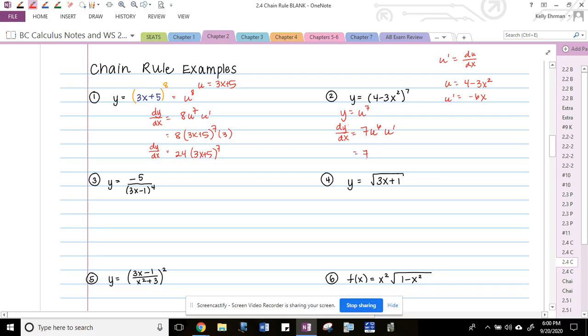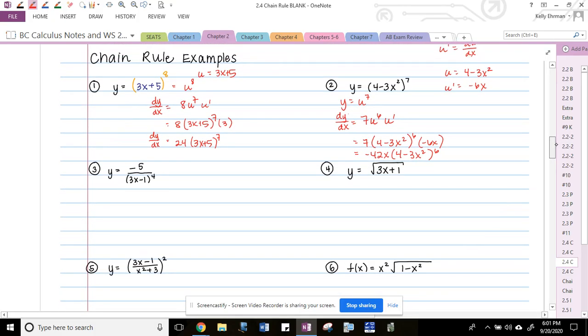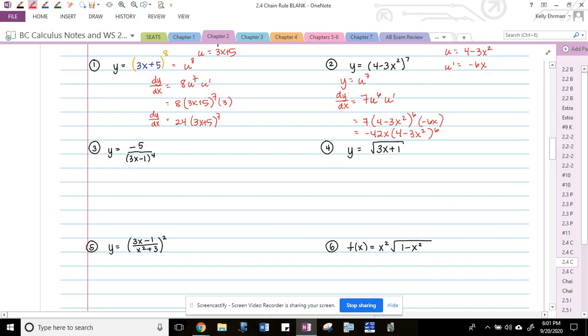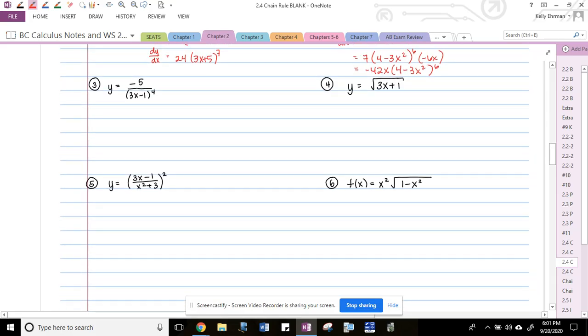All right, so what is all this? 7 times 4 minus 3x squared to the 6th times u prime. We said that was negative 6x. And I always want you to simplify. If you have a simple monomial times another monomial, go ahead and simplify that. So negative 42x times 4 minus 3x squared to the 6th. They would expect you to take it that far, I think, on a free response. And of course, a multiple choice would probably look something like that. I'm going to drop this u notation, though, and just see if you can do it without, because you don't want to waste a bunch of time always writing out a u sub.